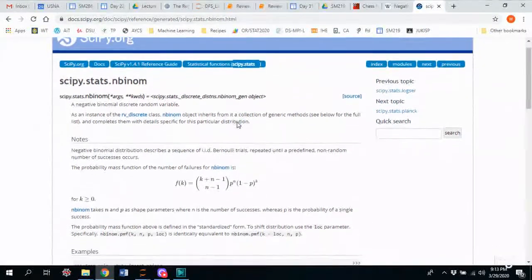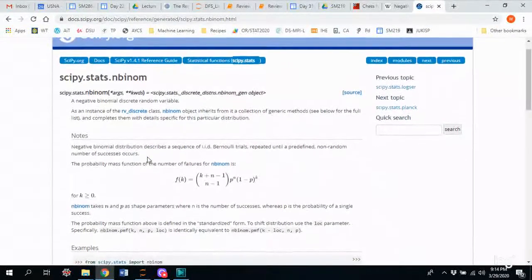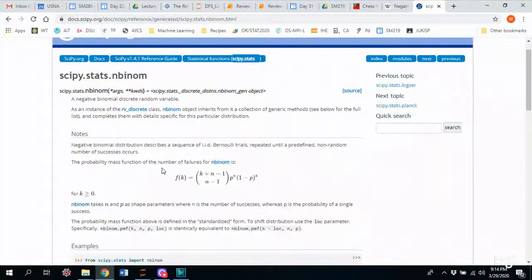What we want to do is just read carefully what this is. It's describing a sequence repeated until a predefined non-random number of successes occurs. Okay, so again, they've flipped the successes and failures, and the probability mass function for the number of failures is given by this.